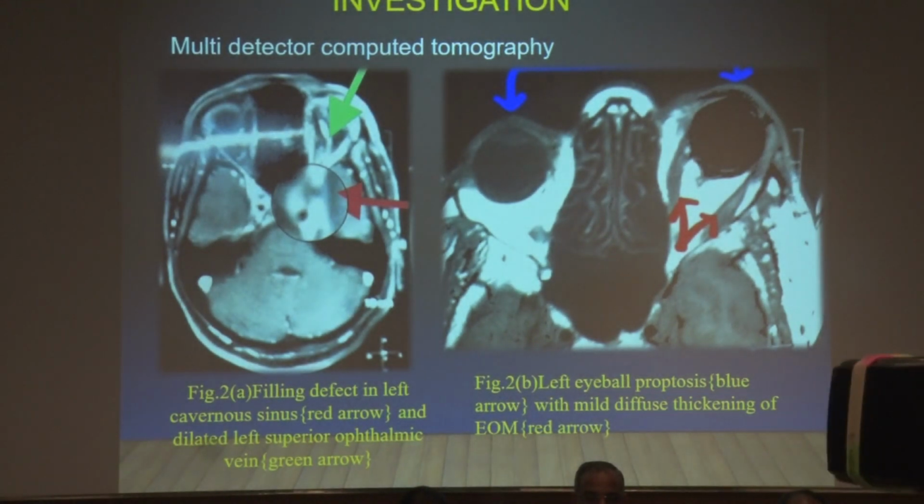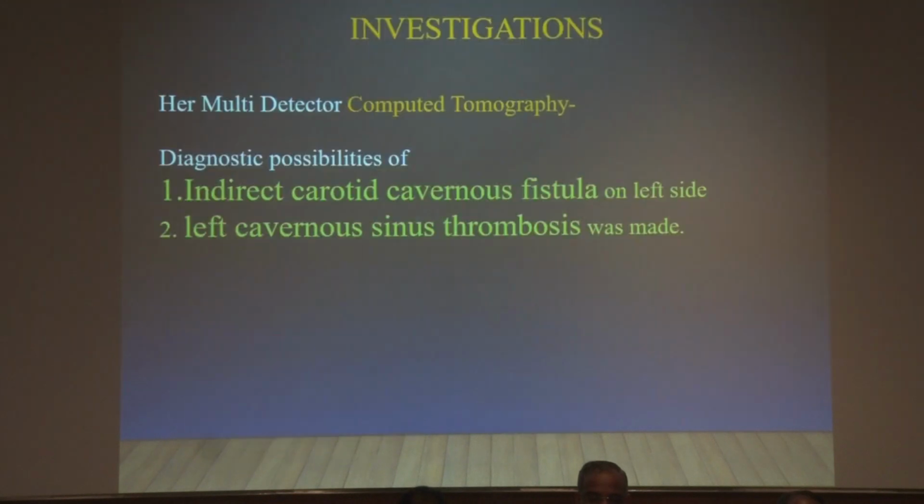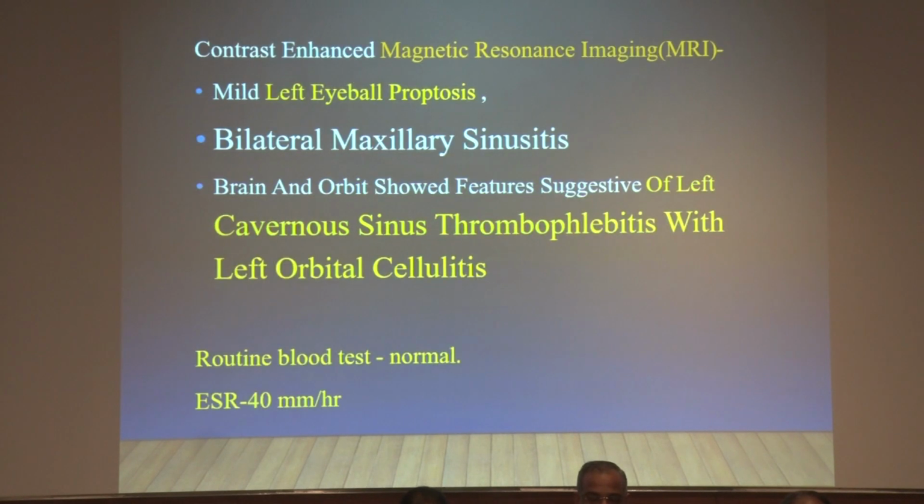The investigation was done. Her MDCT showed dilatation of the superior ophthalmic vein on the left side with a filling defect in the left cavernous sinus. Mild left eyeball proptosis was seen with diffuse thickening of extraocular muscles. So it made the diagnostic possibilities of indirect carotid cavernous fistula with left cavernous sinus thrombosis.